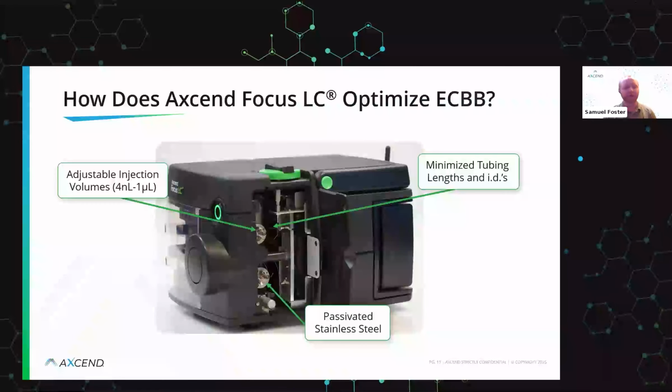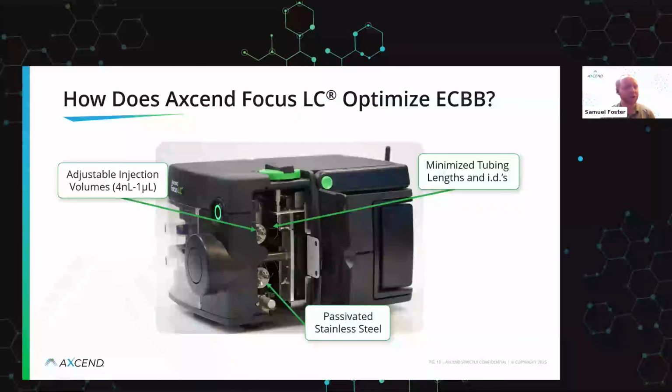So moving forward, I want to talk a little about how Axcend has optimized and used a lot of these learnings on our system. First and foremost, we have adjustable injection volumes ranging from 4 nanoliters all the way up to 1 microliter. 1 microliter is ridiculously large and way blows past that 10% of column volume rule. That being said, it is still possible, and so we do offer it, but it does come at the caveat that you should probably consider doing something smaller first.